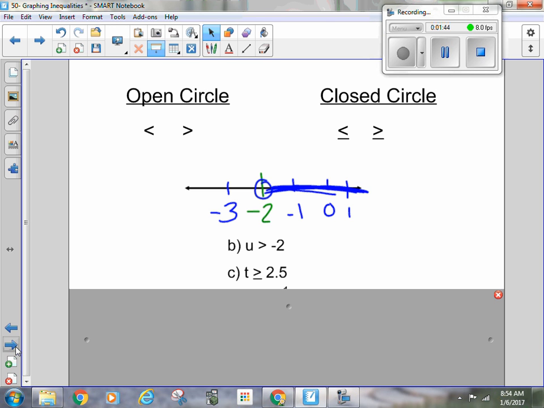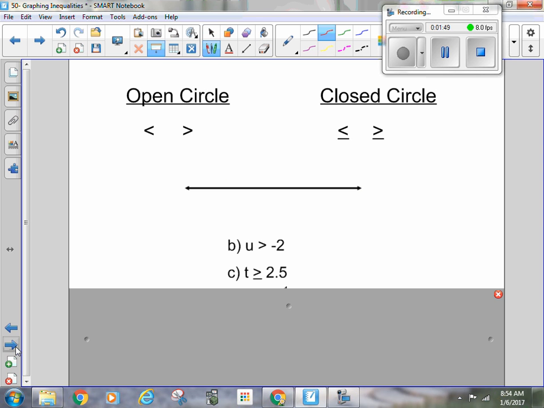All right, I'm just going to do all of these on the same graph, so I'm going to be erasing them here. The next one says t is greater than or equal to 2.5. Oops, I'm going to make that a 3. Okay, so it's a closed circle at 2.5 because it's got that equal to part. So I'm going to shade that in. And it says t is greater than 2.5. Well, which direction are the numbers that are bigger than 2.5?